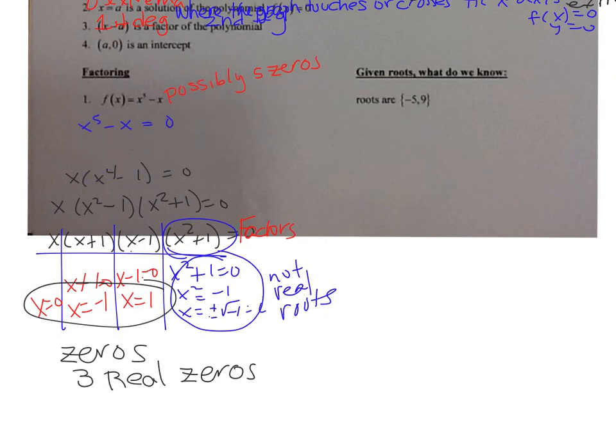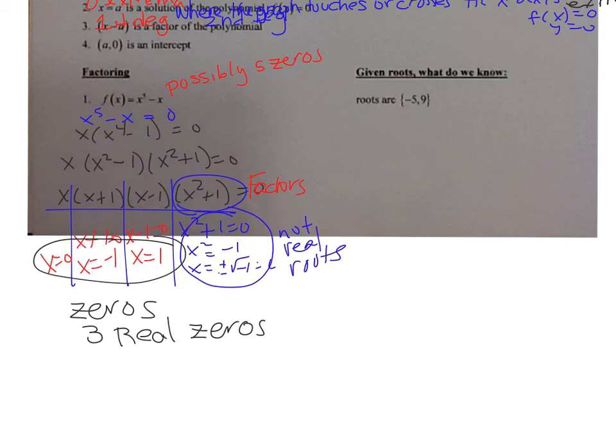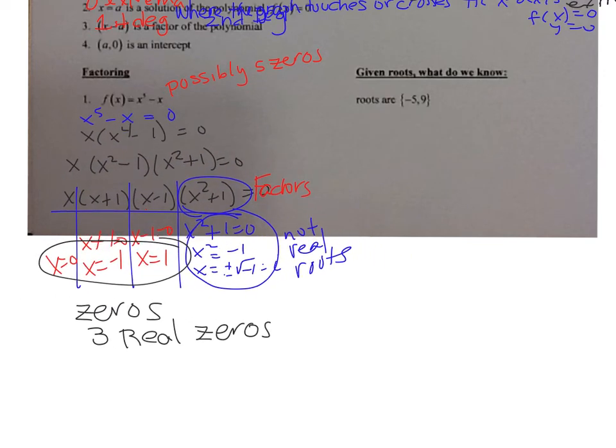What else? One of the other things that I know, besides that I have 3 real zeros, and these are my zeros, right? These are my factors. These are my solutions. I also know my intercepts. My x-intercepts are 0, 0, negative 1, 0, and 1, 0.